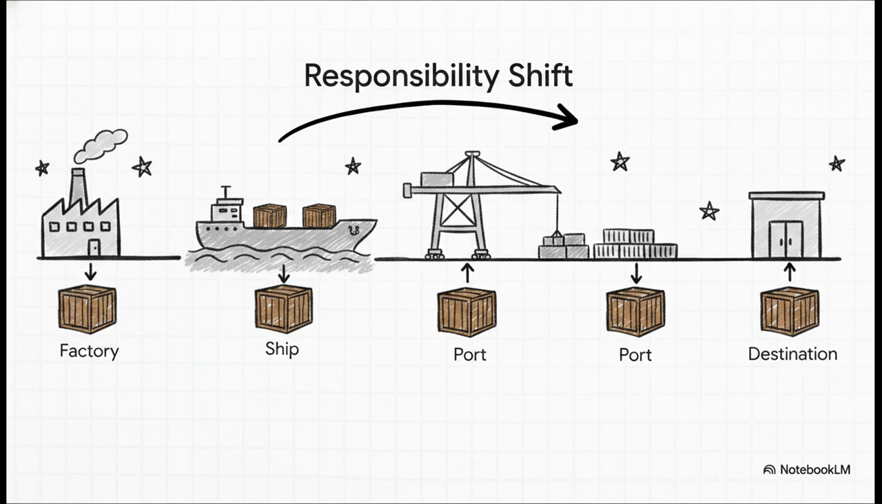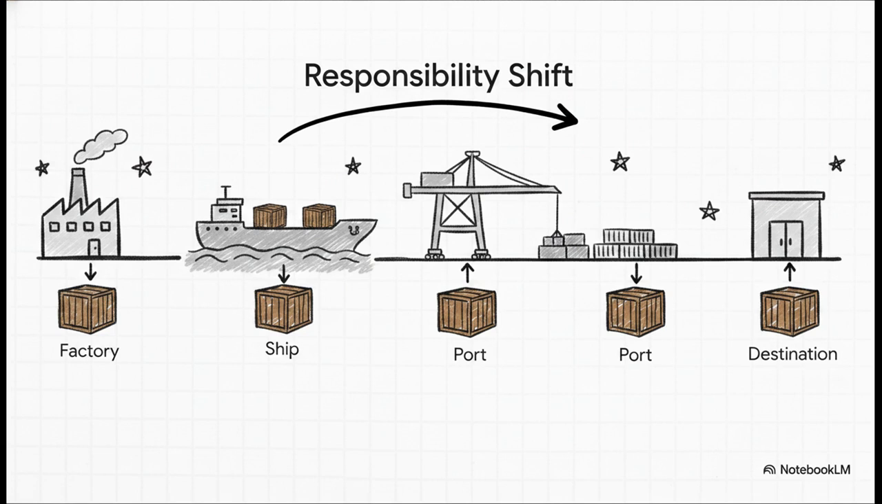First up is EXW, or X-Works. This means the buyer does practically everything. You literally have to go and pick the goods up directly from the vendor's factory floor. Then we have FOB, free on board. Here, the seller loads the goods onto the ship at their local port, but the very second that box crosses the ship's rail, boom, it's the buyer's problem.